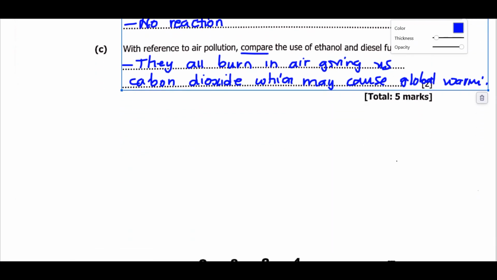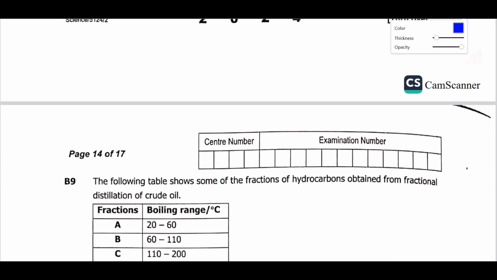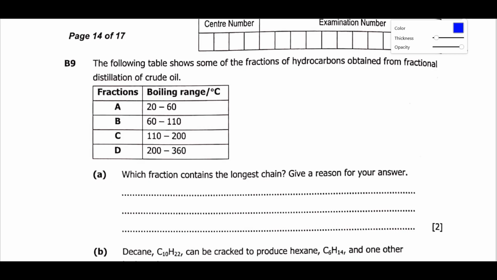Now the last question is about organic chemistry, and I have a topic on this video where I have just looked at organic chemistry to make it simple for you guys. The following table shows some of the fractions of hydrocarbons obtained from fractional distillation of crude oil. Fractions A, B, C, D, boiling range per degree Celsius. Which fraction contains the longest chain? Give a reason for your answer.